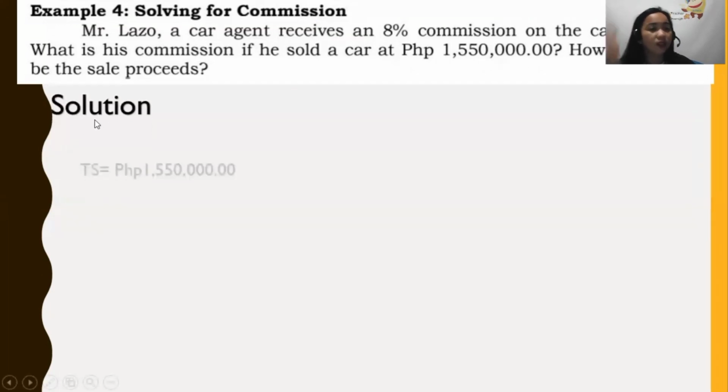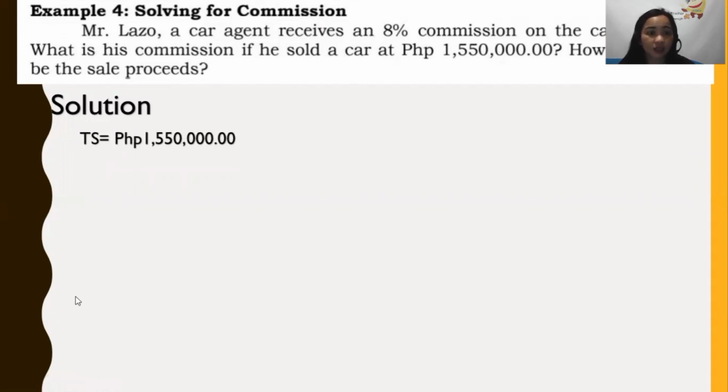So here, the solution is, the given first, we have here the total sales. Siyempre, magkano ba niya ibinenta ang kotse? 1,550,000 pesos. That is the total sale. And then another given here is the commission rate, which is 8%. So pag nabenta niya to, meron siyang makukuha na 8% commission.